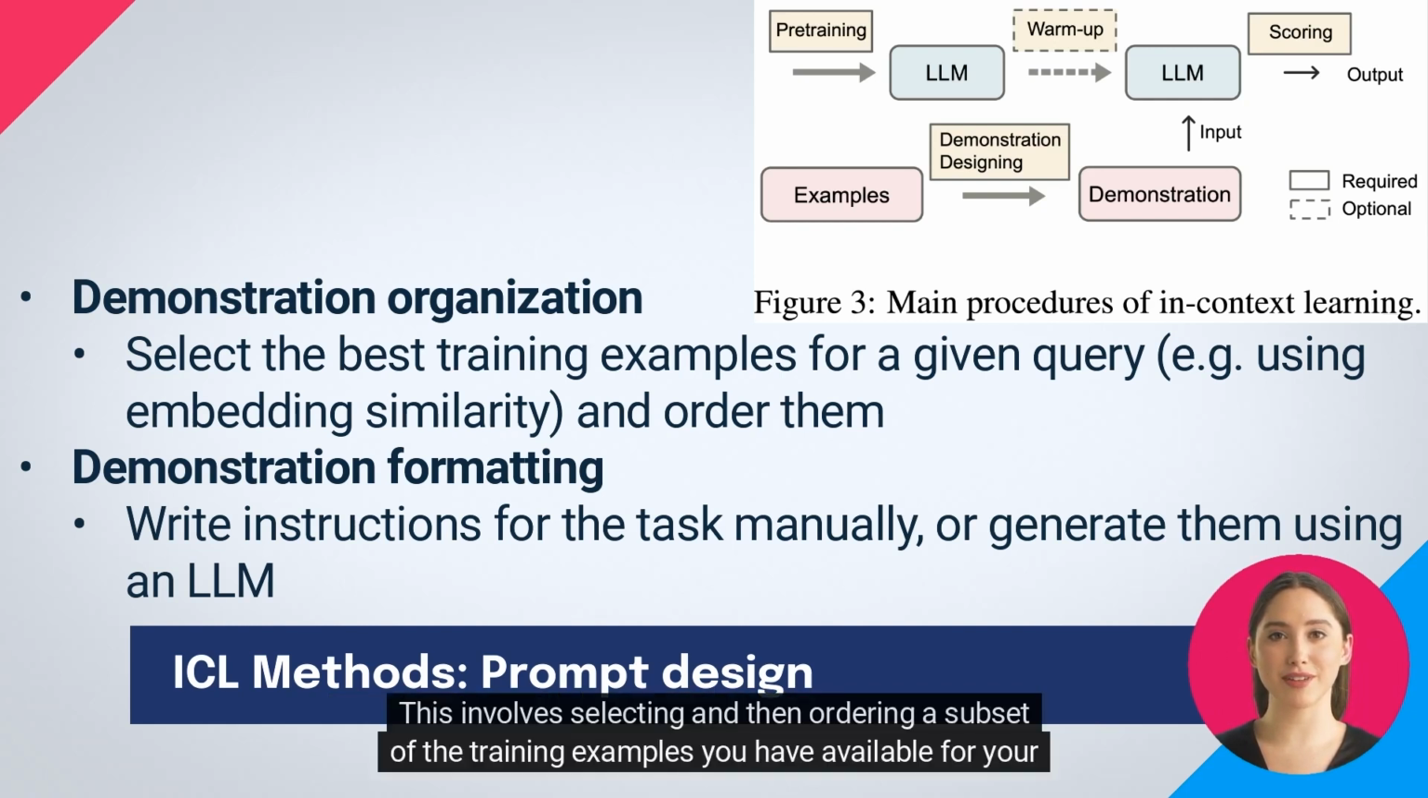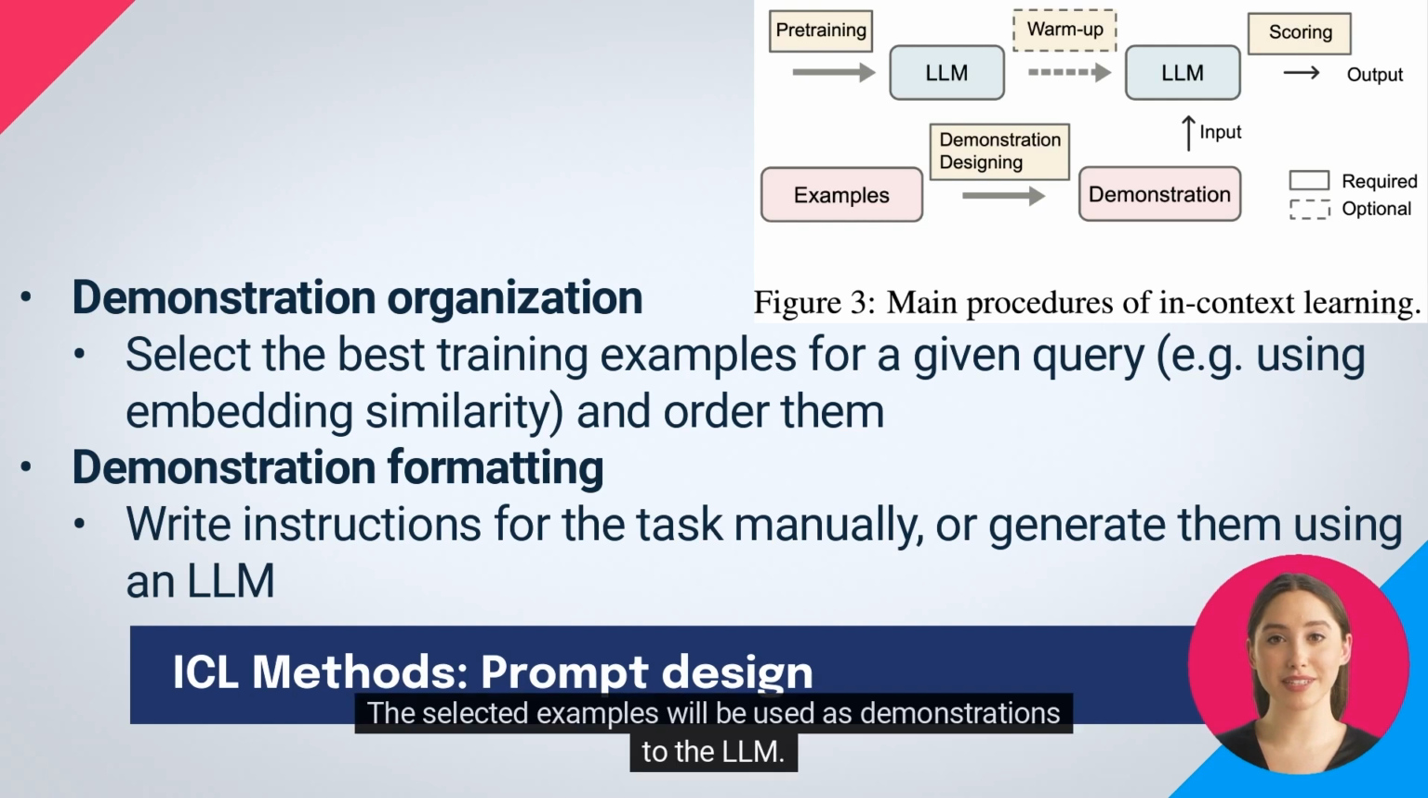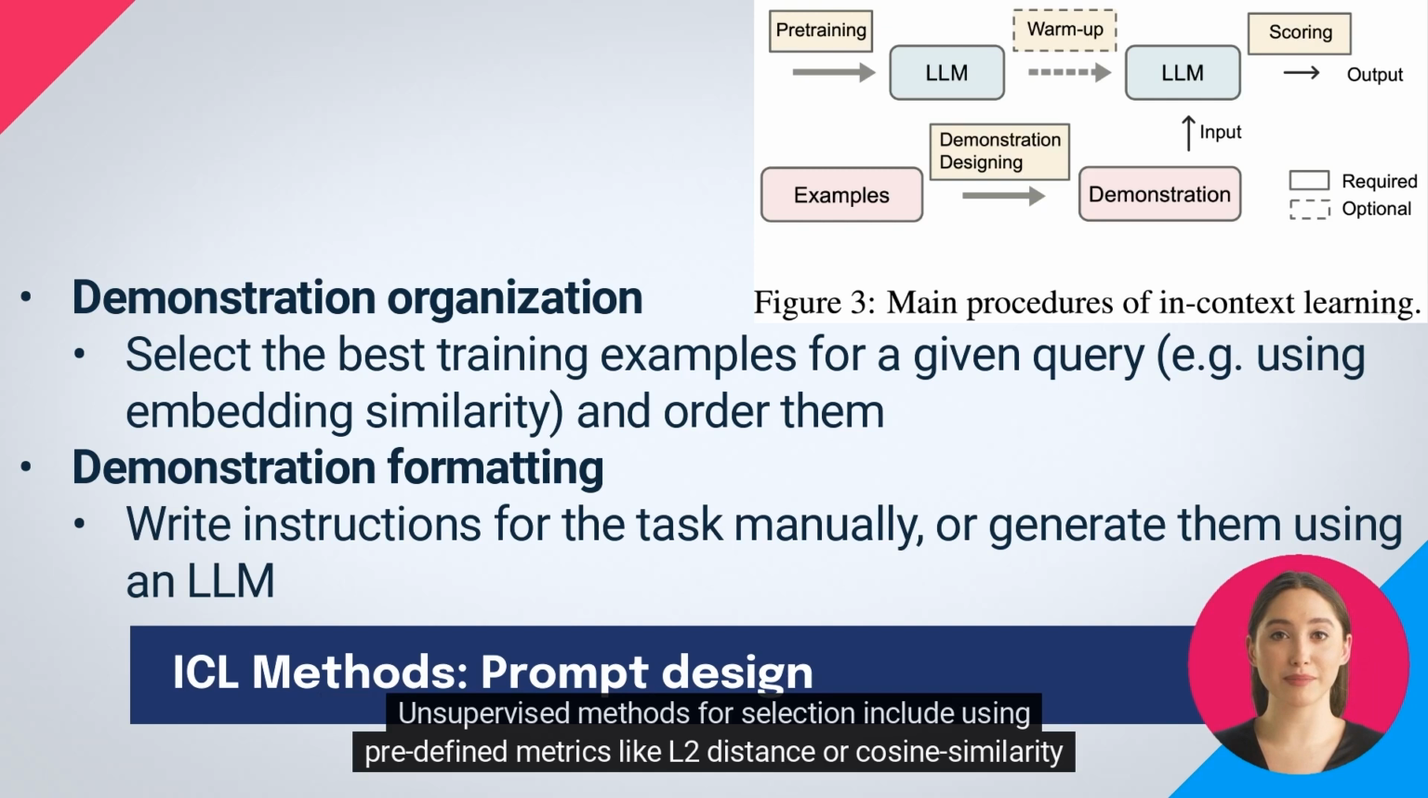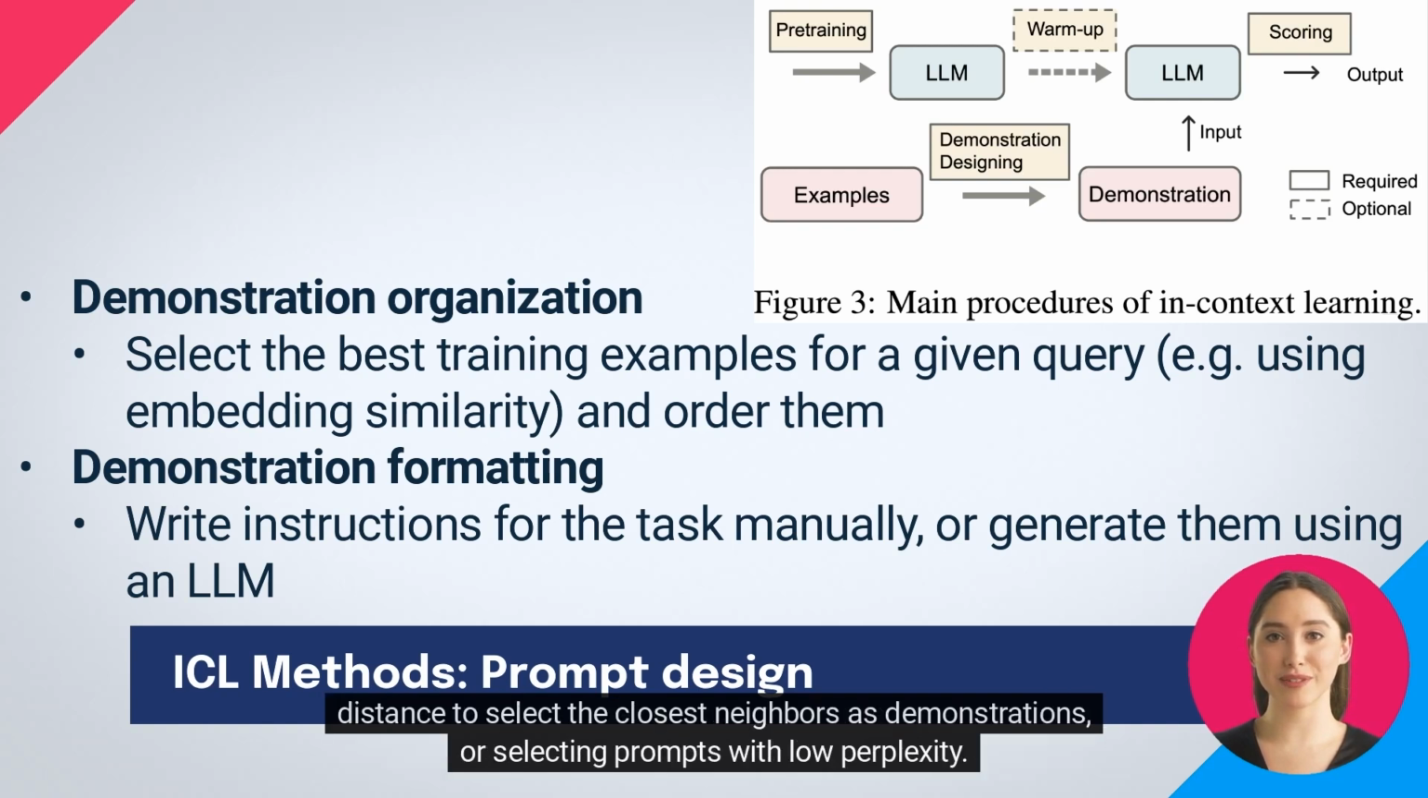This involves selecting and then ordering a subset of the training examples you have available for your target tasks. The selected examples will be used as demonstrations to the LLM. Example selection can be either unsupervised or supervised. Unsupervised methods for selection include using predefined metrics like L2 distance or cosine similarity distance to select the closest neighbors as demonstrations, or selecting prompts with low perplexity.